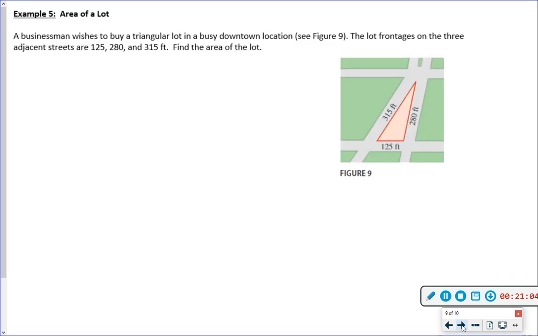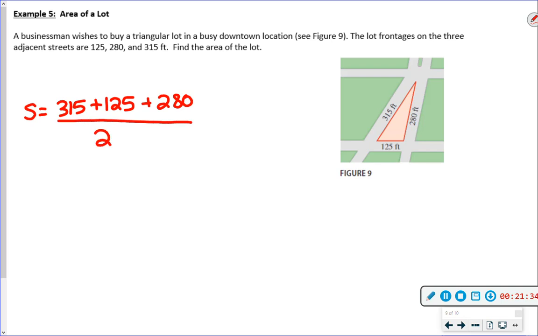So here we go. This is a buyer of a triangular lot, yada yada. Lot frontages on the three sides. You can see them, 125, 280, 315. Find the area. Old school, I'd be trying to draw the height in, using some SOHCAHTOA. It'd be really time consuming. This is easy. I'm going to do my semi-perimeter first. So I'm going to add up all the sides. That's the perimeter part. Doesn't matter what order you add in, just add them. And then the semi, divide it by 2. Or half of it is the technical. So first calculate that for me. What is your semi-perimeter?